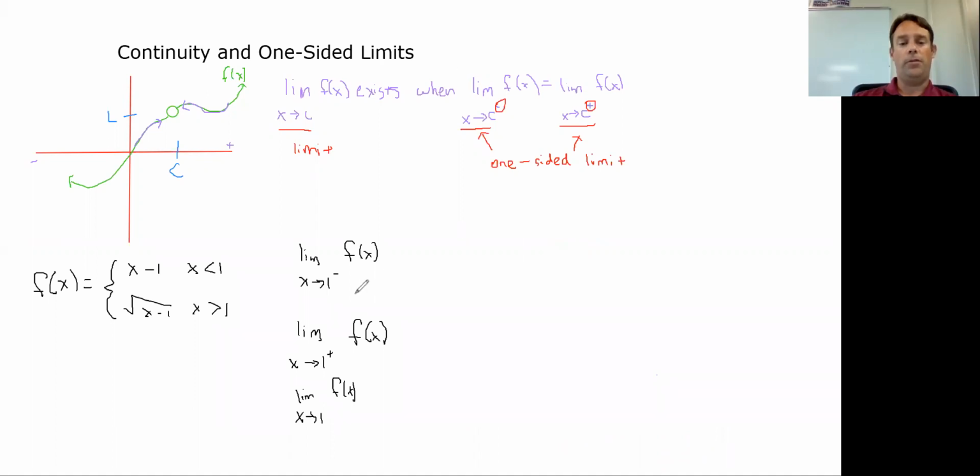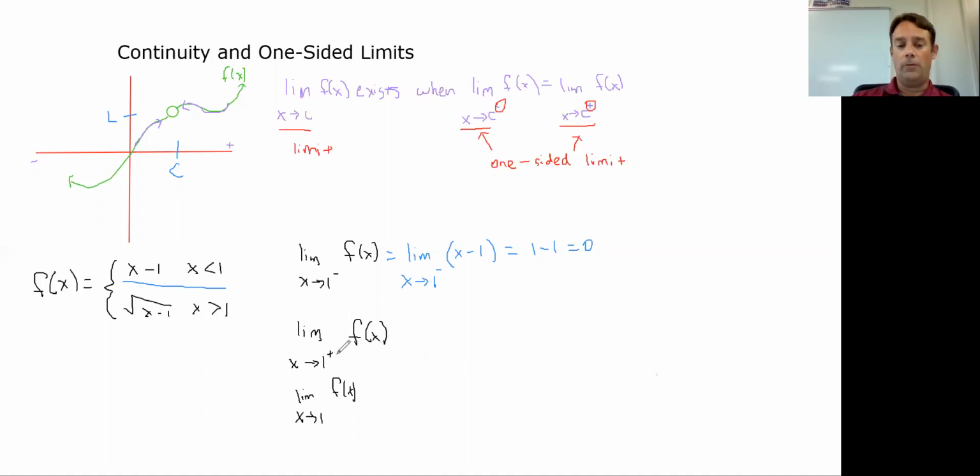And let's see what we came up with here. From the negative side, that's when it's less than, or from the left side, that means I'm dealing with that particular piece. So I'm going to go ahead and plug that in there. Notice how I brought the limit notation with me. So I'm going to be taking the limit of x minus 1. So 1 minus 1 is 0.